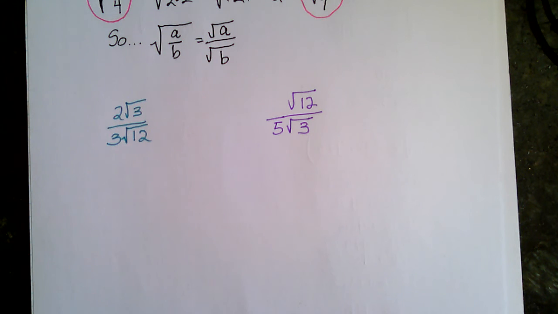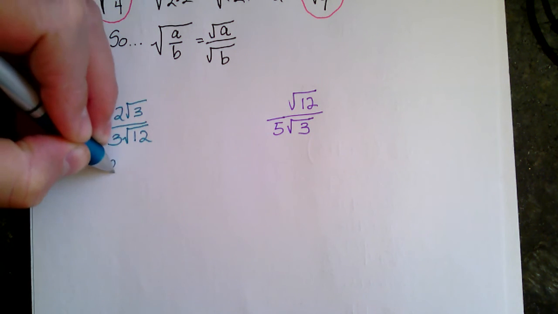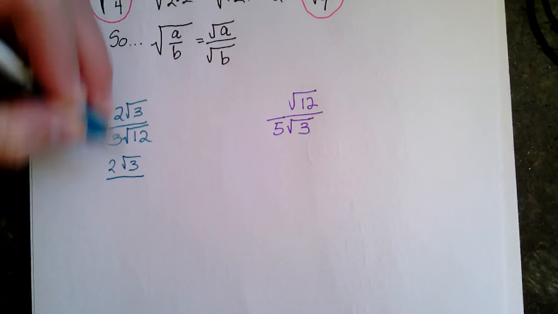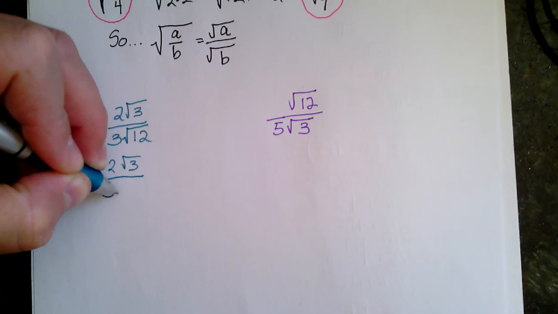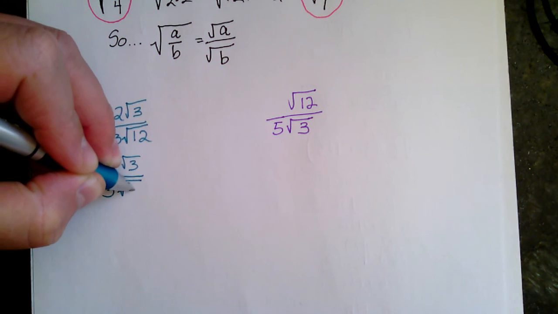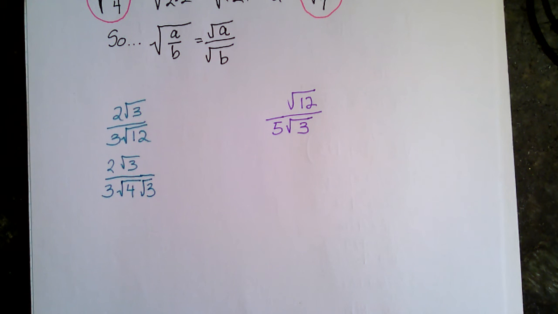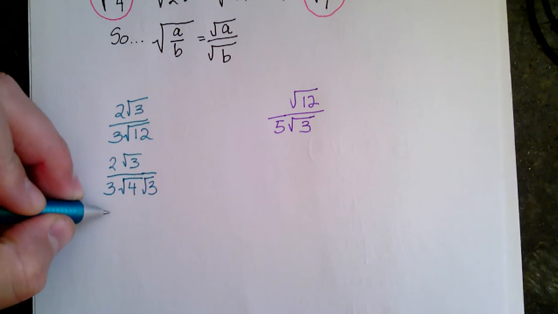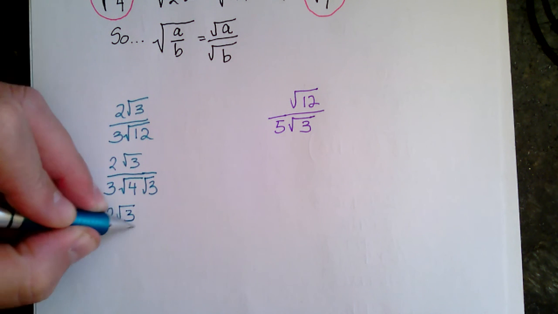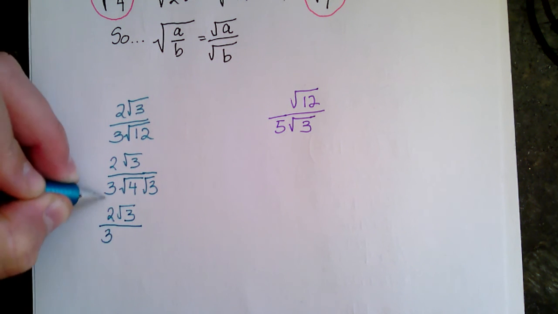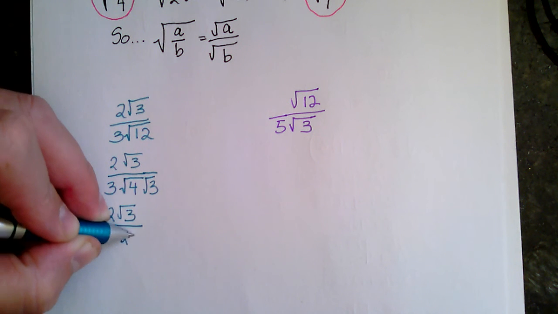This first one, you have 2 times root 3 in the numerator. So if I rewrite that, I can't simplify that anymore. But I can take the denominator, bring the 3 down, and then I can factor the 12 into root 4 times root 3. Because remember, 4 times 3 is 12. So then I can take 2 root 3 and keep the 3 the same, change the root 4 to a 2, and then keep the root 3 the same.